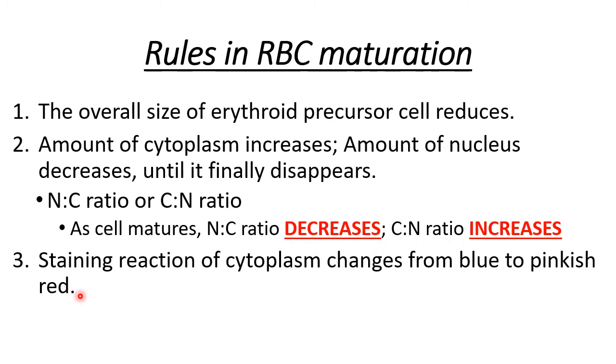Number 3, staining reaction of cytoplasm changes from blue to pinkish. Ano yung nagpapa-blue ba dun sa ating cytoplasm? It is the amount of the RNA. Ang RNA, it is produced by or it is found in the nucleus. Di ba? As it matures, nababawasan and nawawala. Kung nawala na yung nucleus, mawawala na yung blue color of the cytoplasm and it will be converted into pinkish red dahil sa combination of your hemoglobin with oxygen.